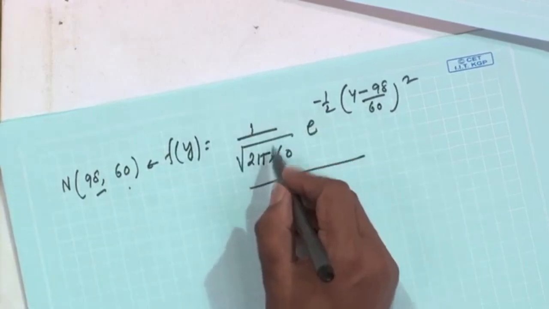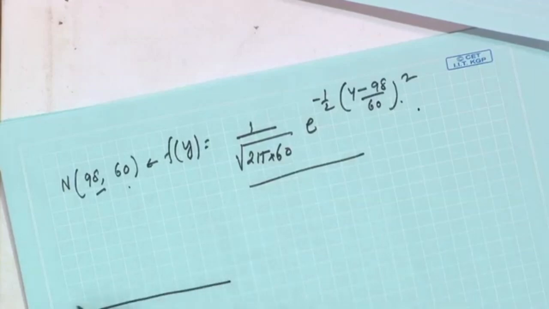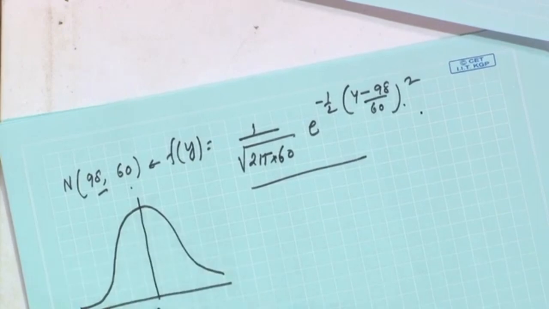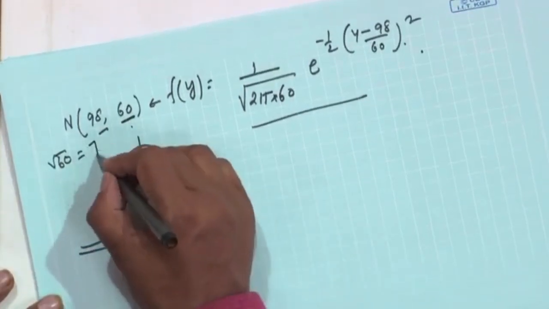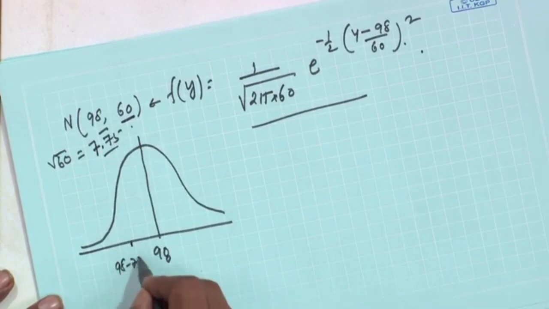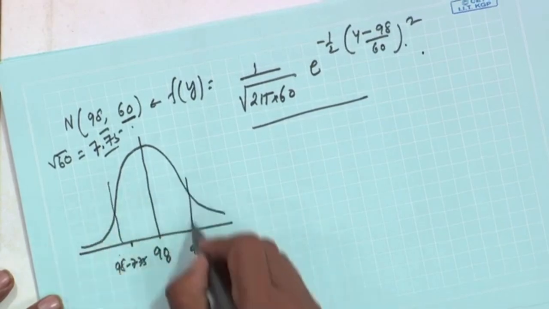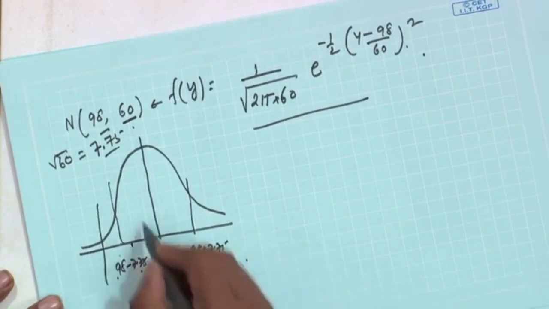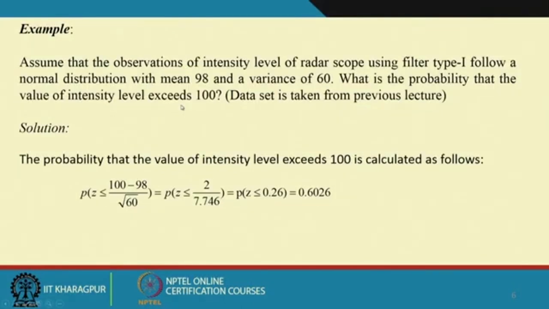You can summarize it, write down some value will come, and ultimately this exponent will be there. The normal distribution, suppose it is like this, has its center at 98. If I go to 1 sigma, root 60 means 7 point something, suppose 7.75. Then 1 sigma means 98 minus 7.75 on this side and 98 plus 7.75 on this side, then 2 sigma is 98 minus 2 times this, and so on. 68% will fall within 1 sigma. What is my question? The question is, what is the probability that the value of the intensity level exceeds 100?